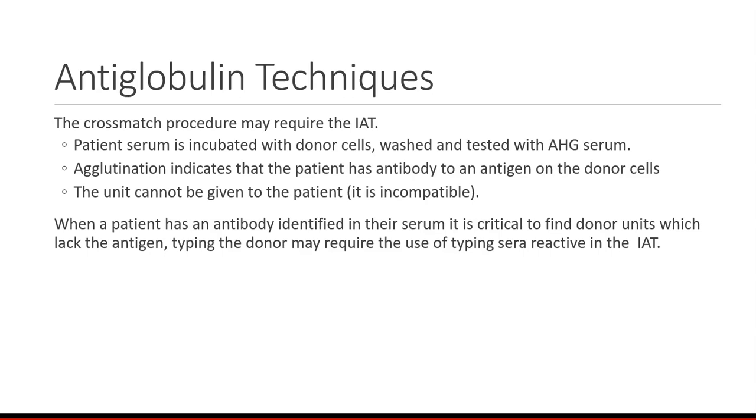It's called incompatible. When a patient has an antibody identified in their serum, it is critical to find donors which lack the antigen. Typing the donor may require the use of a typing sera reactive in the indirect antiglobulin test. So again, the Coombs test is a procedure that has many different applications.